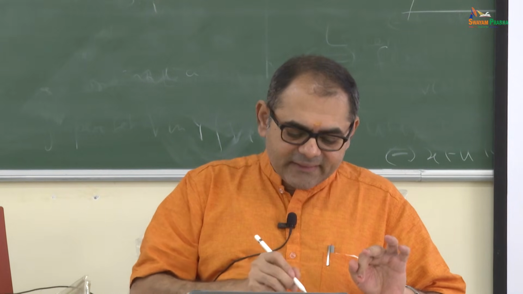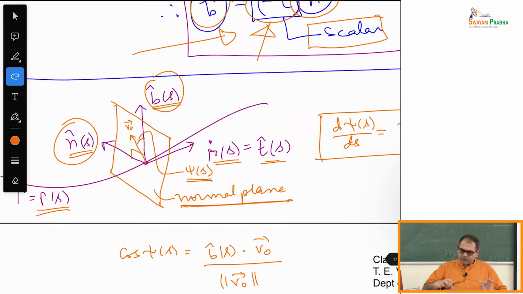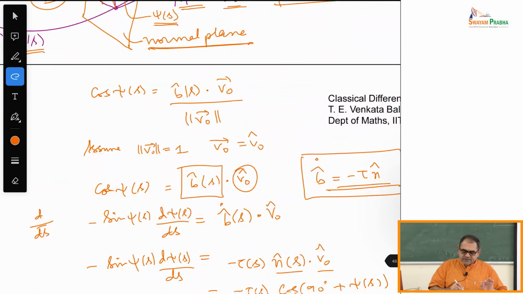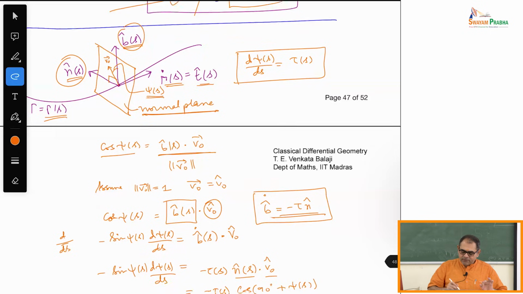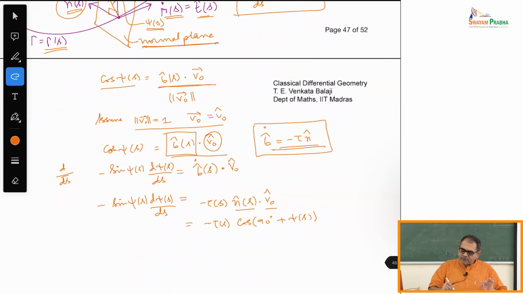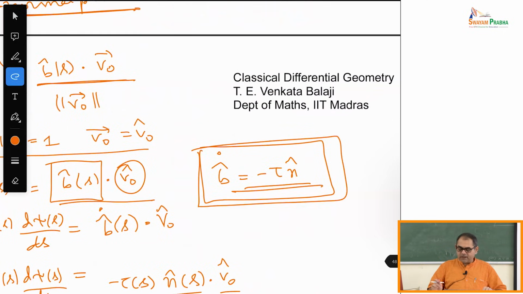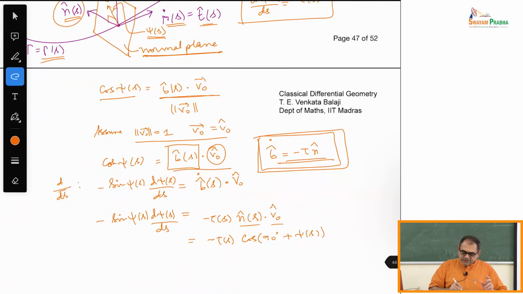Okay, so you see this angle. I'll take this as psi of s. If I do it like this, I will get, of course, cos psi of s. That's not a problem. It will be the dot product divided by the norm, and if you take the norm as 1, it's just going to be the dot product. And then, because I want to use the fact that the derivative of the binormal is what gives the torsion, I have to differentiate this. If I differentiate it, I get this.